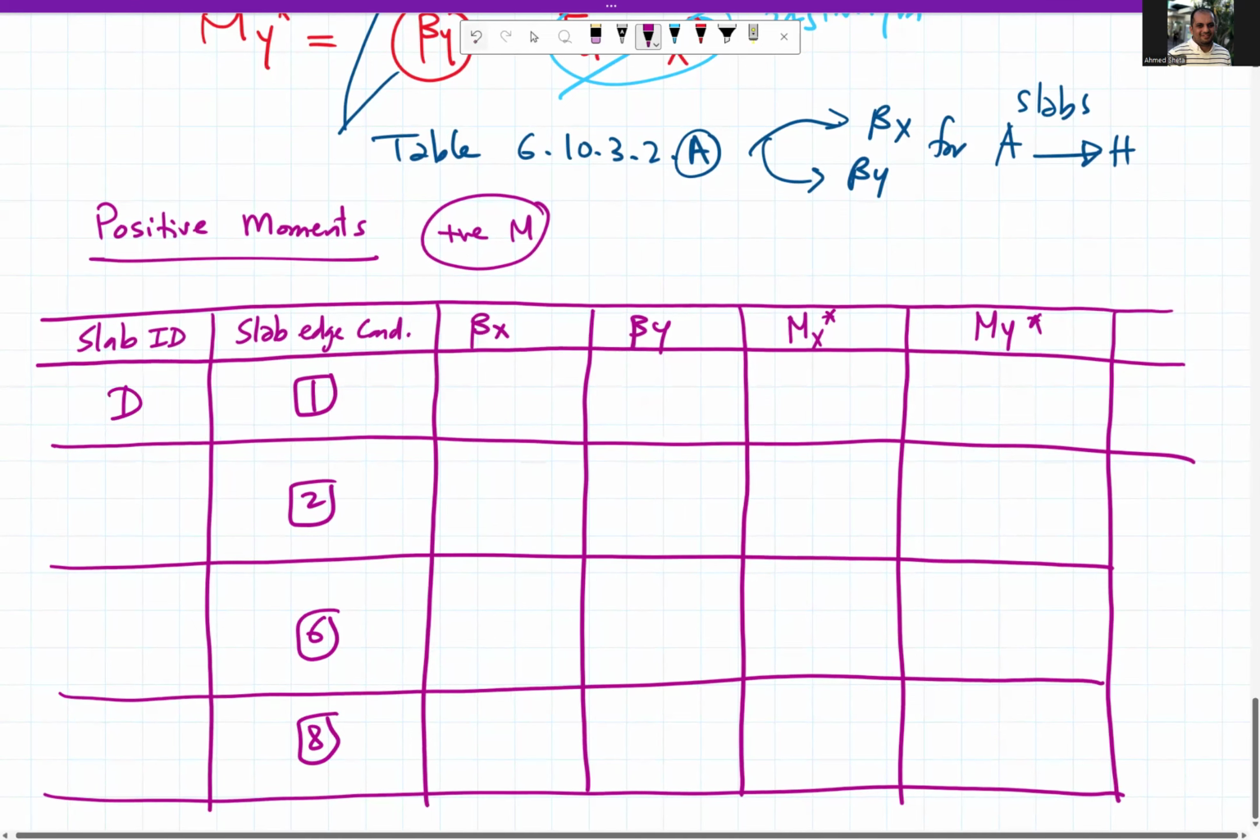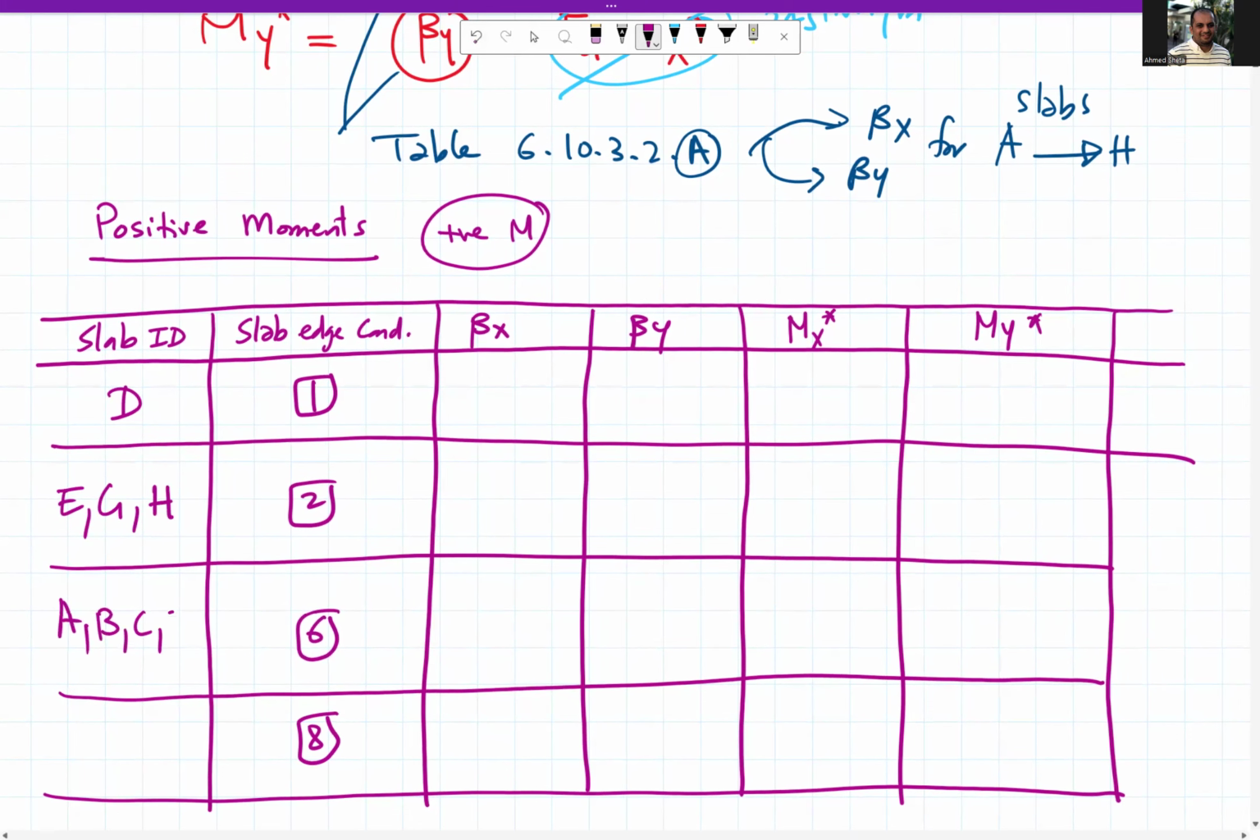We have three slabs with 2, which are E, G, and H. We have four slabs with 6 in the condition, which is A, B, C, and I. We have one slab with 8, which is F.